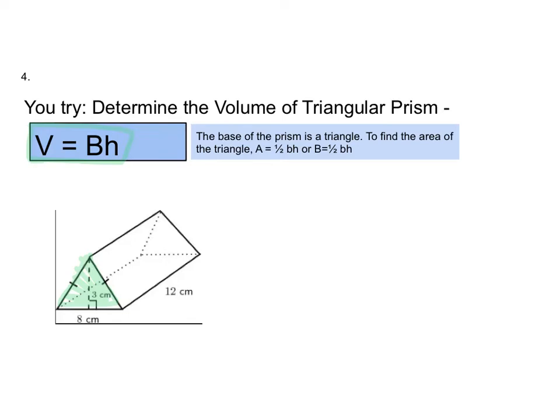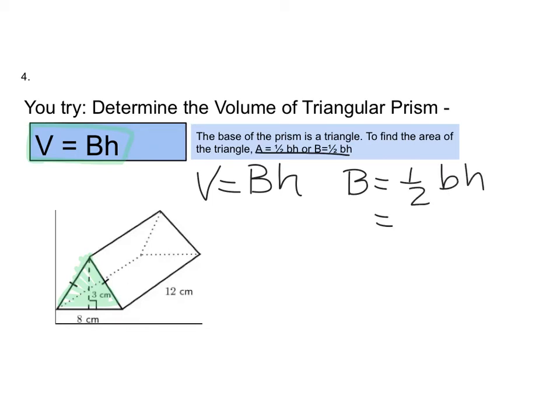Okay, so let's see how you did. Hopefully the first thing you did was to write down the formula. Volume equals capital B, which is the area of the base. And once we find that, we'll multiply it by the height of the prism. And to find area of the base, we use the formula for area of a triangle. The base of this triangle is 8. And the height is 3.